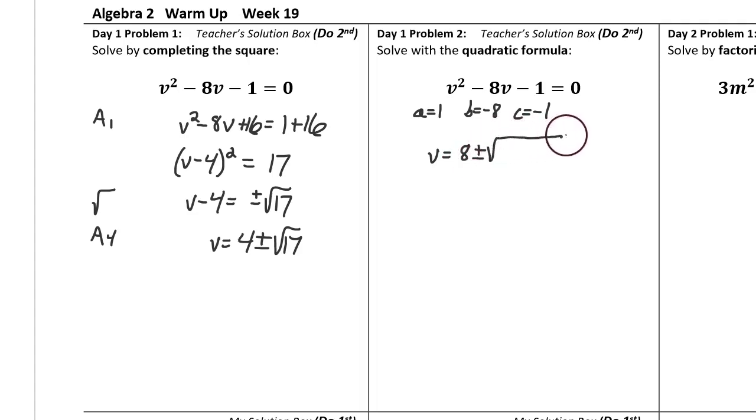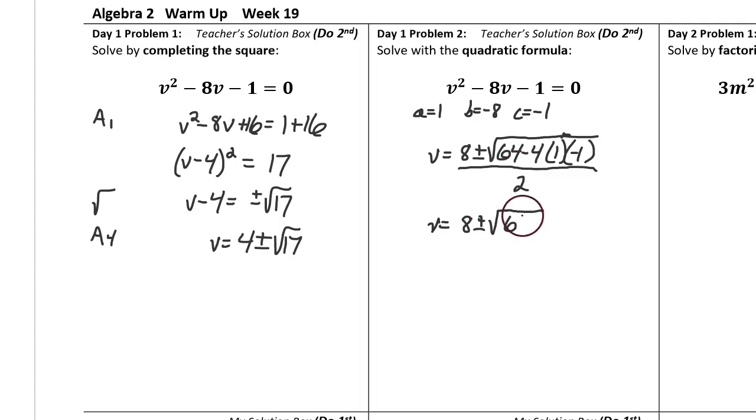In the square root, we want to go b squared. So -8 squared. That's 64. A is 1 and c is -1. This is all divided by 2 times a, which is going to make a 2. Next step, let's simplify our radical piece. -4 times 1 times -1 makes a positive 4, and 64 plus 4 is 68.